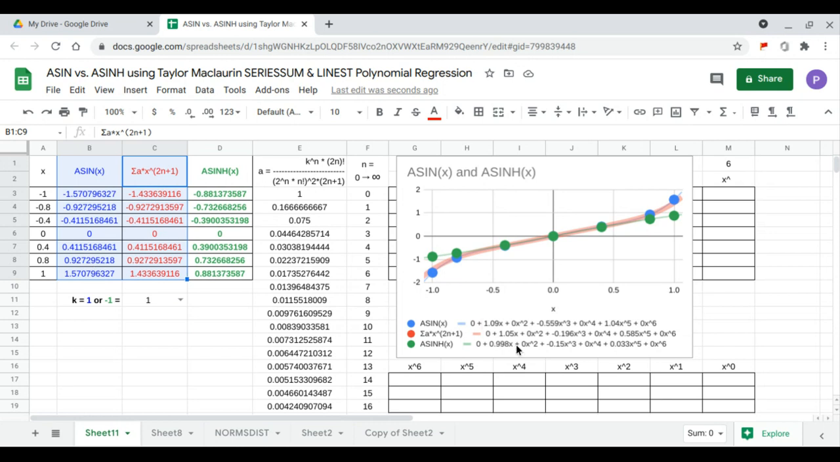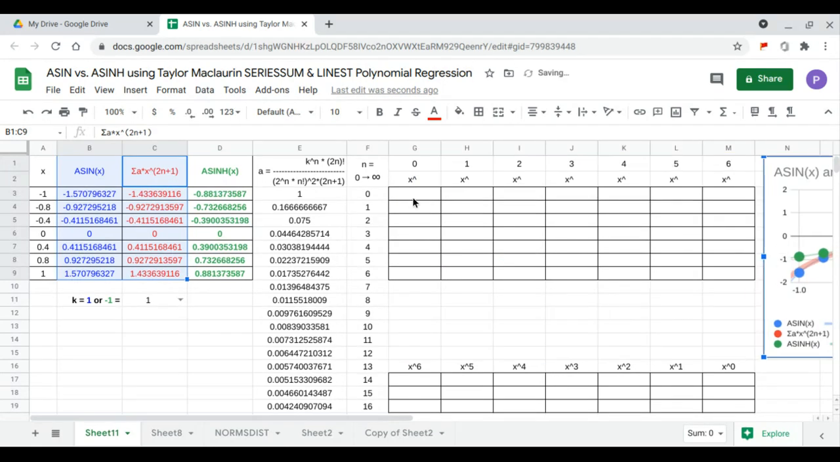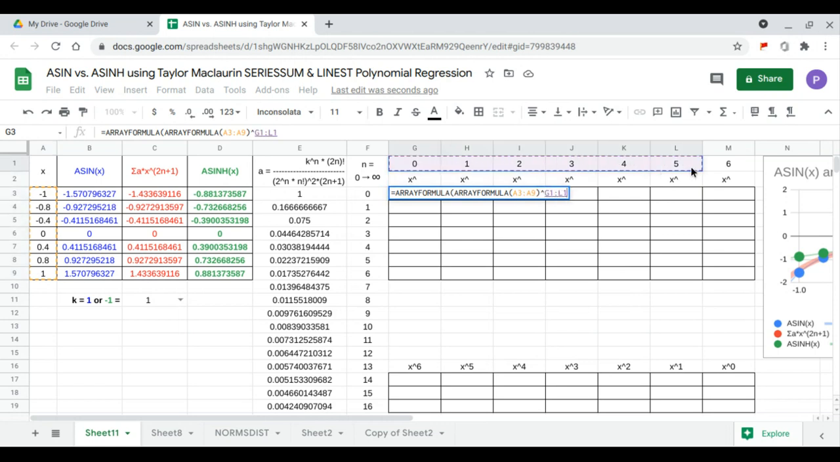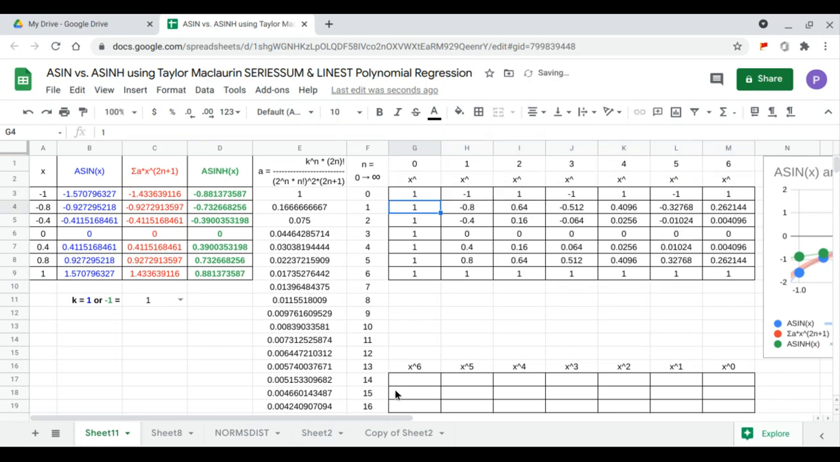We'll calculate the regression coefficients using LINEST. So we start with the matrix, it's an array formula, the LINEST matrix of the x values raised to the power 0 to 6 because our polynomial is to the 6th degree. Then enter. Now we can enter LINEST. This is equal to LINEST. This will be your data y and data x.